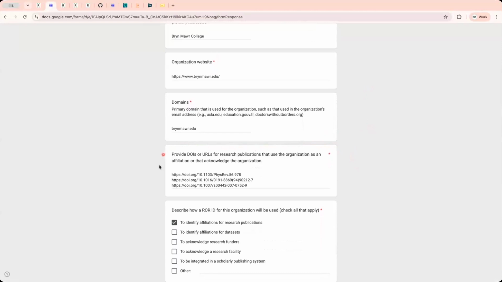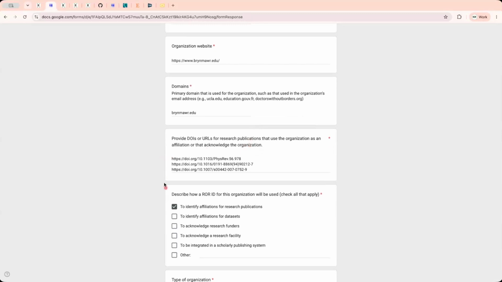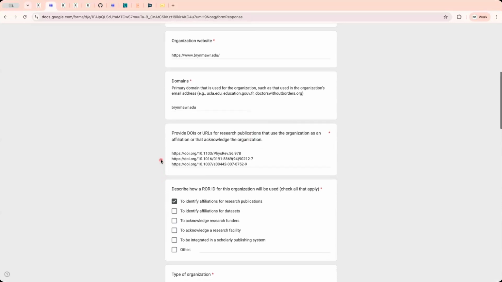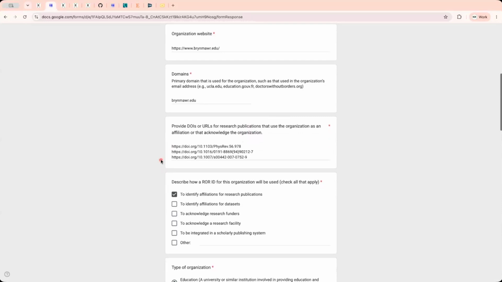Provide DOIs or URLs for research publications that use the organization as an affiliation or that acknowledge the organization. The DOIs or URLs in this field provide evidence that the organization is acknowledged by multiple people in reputable published research as an author or contributor affiliation, as a funder, or as a publisher. Let's look at each of these DOIs to see if they acknowledge Bryn Mawr College.